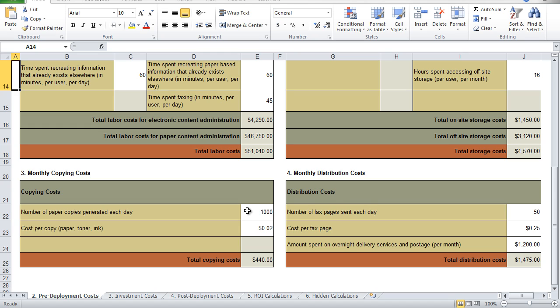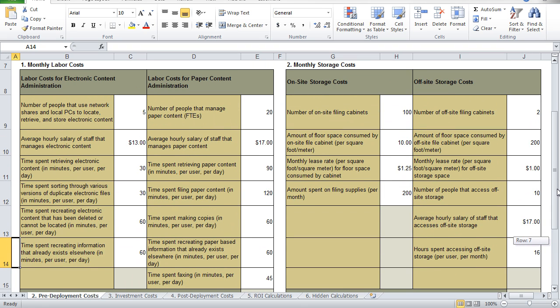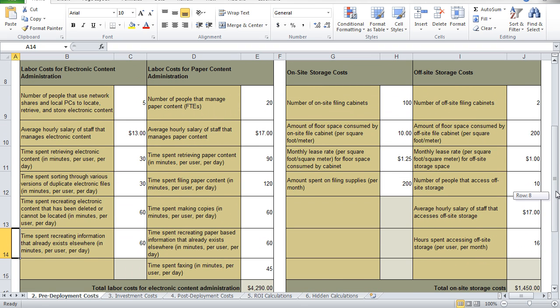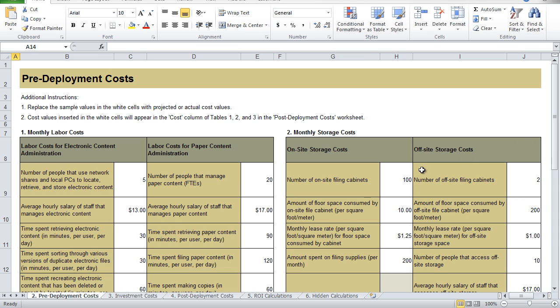And then on the distribution side, how many faxes they were sending a day, the cost of faxing it, if there's any overnight delivery services, a FedEx, a UPS, a US Post Office service, roughly what that cost is. So when you take all this into account, you get a pretty high cost per month being spent on their current processes, or this pre-deployment cost.